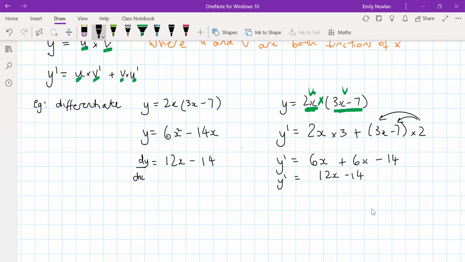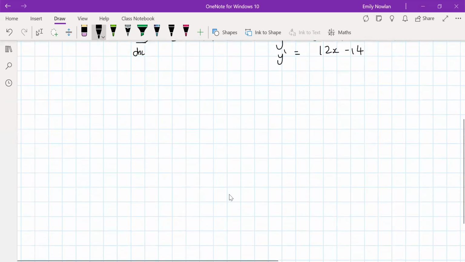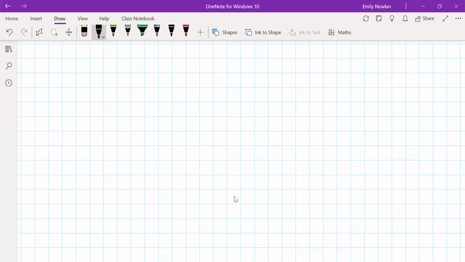So clearly when we're doing something like this example, you wouldn't use the product rule because it's easier just to follow what you've done before. But let's have a look at something where you do need to use the product rule. So let's do another example. What if we had something like y equals 3x outside of sine of 5x.